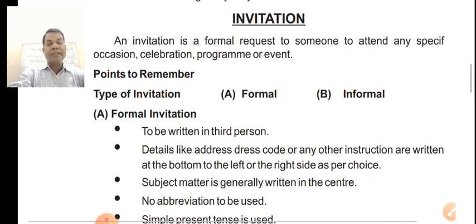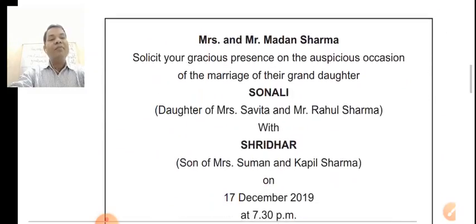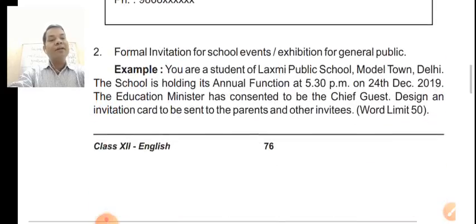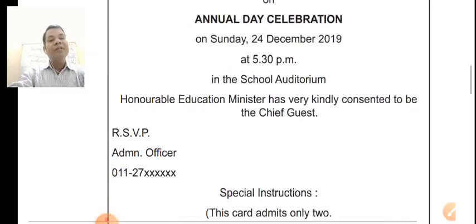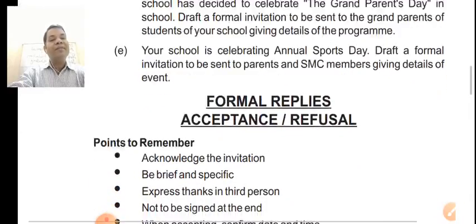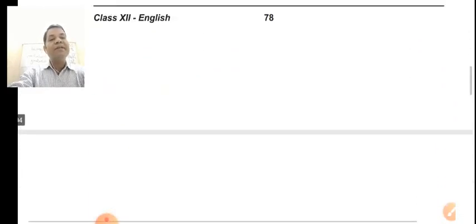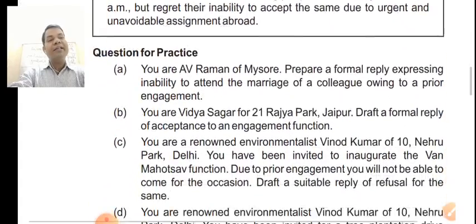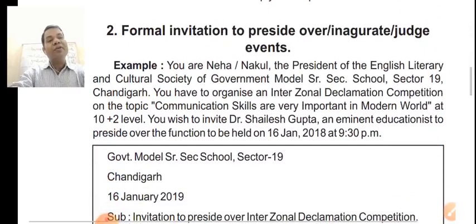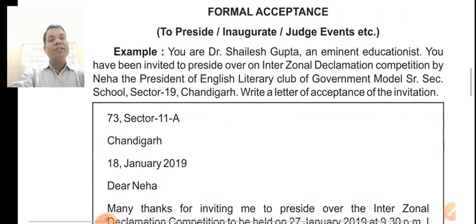And now today in this class we have discussed writing invitation, in which you have seen invitations are of two types, formal and informal. So both types of invitations we have discussed. Okay, and questions also have been given for practice. So you can watch the videos which I have uploaded recently for detailed explanation of these things.